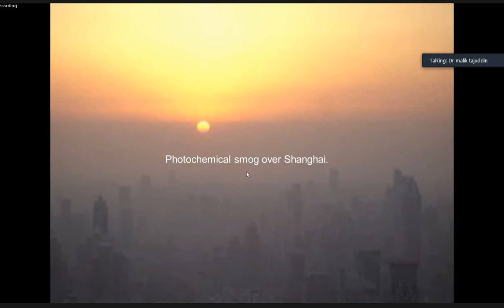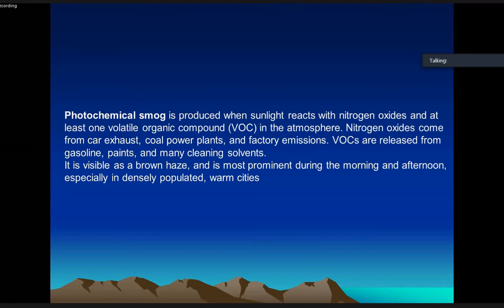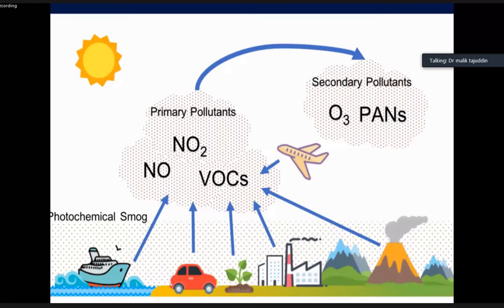This is because of these volatile organic compounds and nitrogen oxides reacting with the sunlight and giving this type of picture. This phenomenon is happening there with the sunlight.